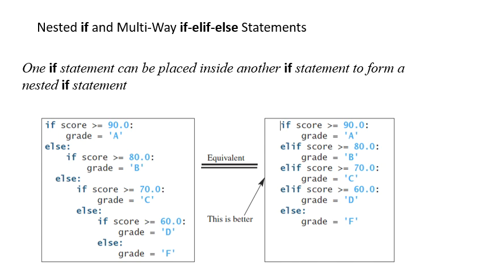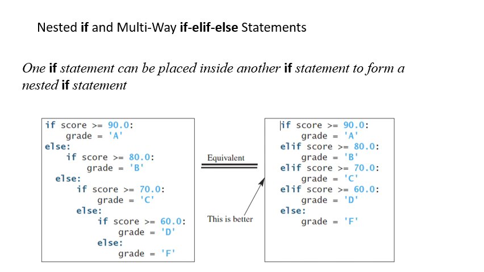If score is greater than or equal to 90, grade equal to A. Else if score is greater than or equal to 80, grade is equal to B. Else if score is greater than or equal to 70, grade equal to C. Else if score is greater than or equal to 60, grade equal to D. Else grade equal to F. That means if any student gets a score less than 60, then the grade will be F.